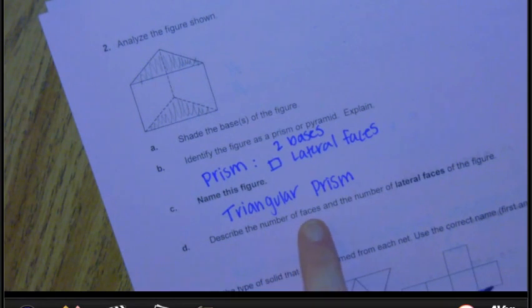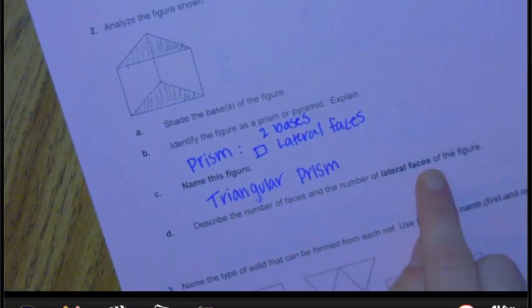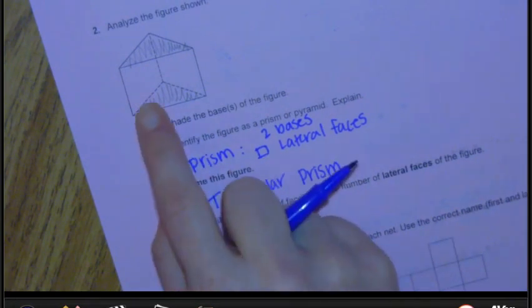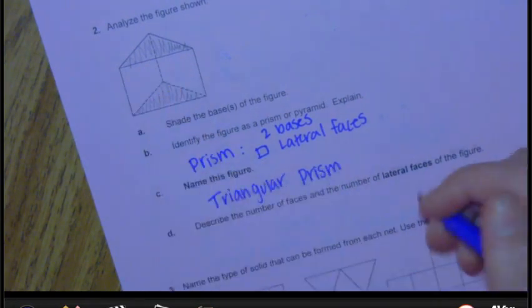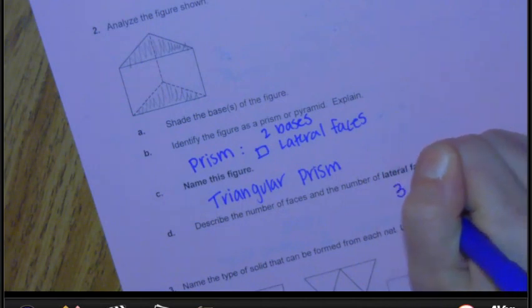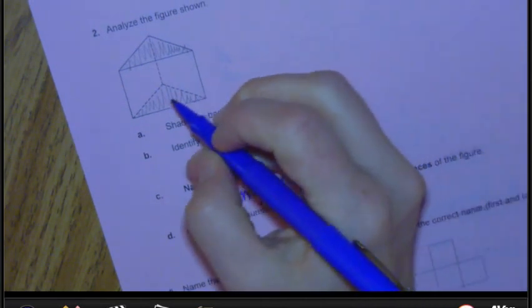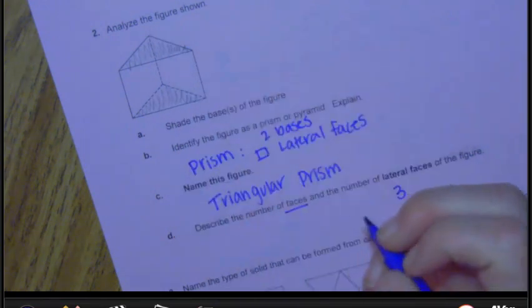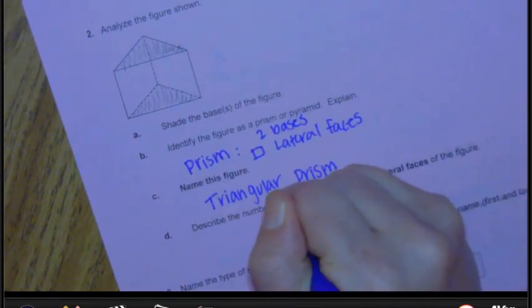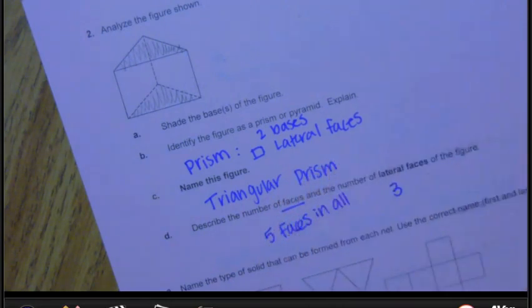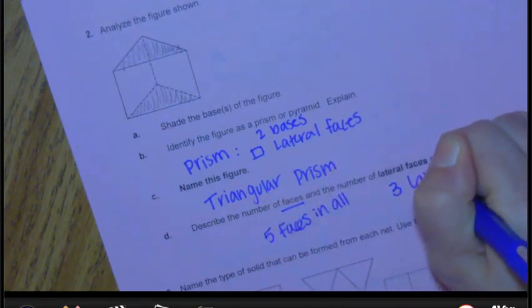All right, I need to know how many faces in all and how many lateral faces. Well, remember, our lateral faces are our rectangles. So how many rectangles do we have? I have 3 lateral faces. And how many faces in all do I have? Well, I have 3 laterals and 2 bases, so I have 5 faces in all. 3 lateral.